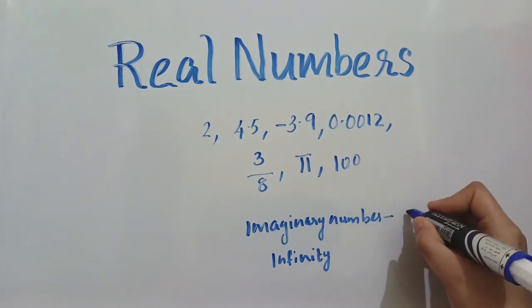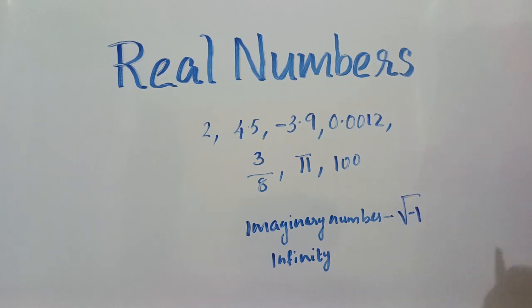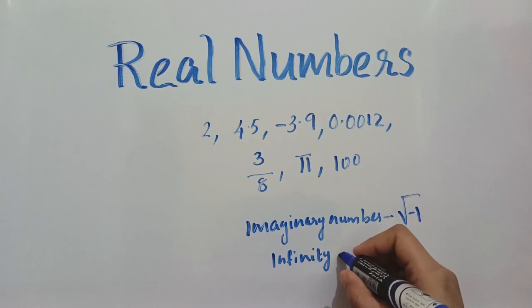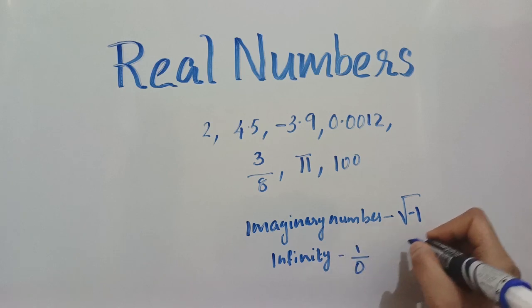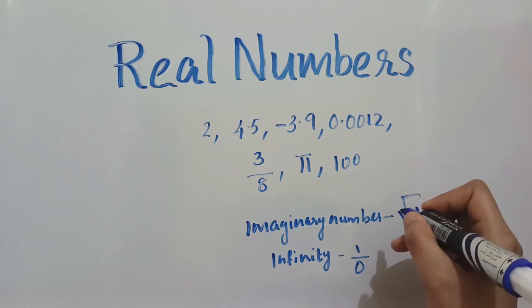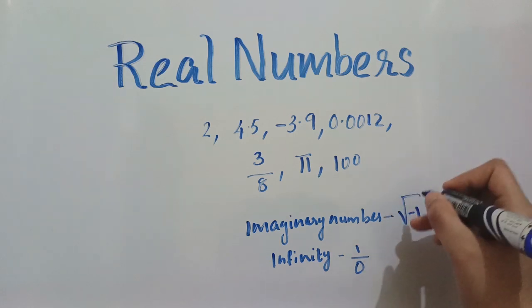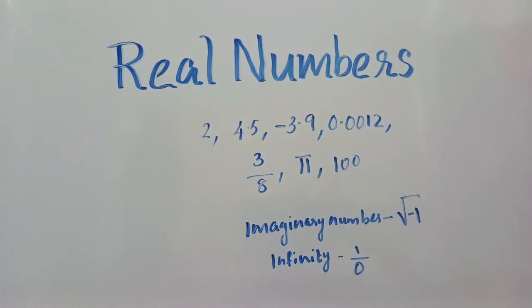Imaginary number means root of a negative number. This is the imaginary number. Then infinity, we all know, is a not defined number, like 1 by 0, etc. This is not defined. So this is not a real number. All other numbers are called real numbers.